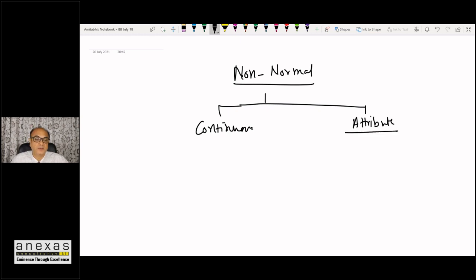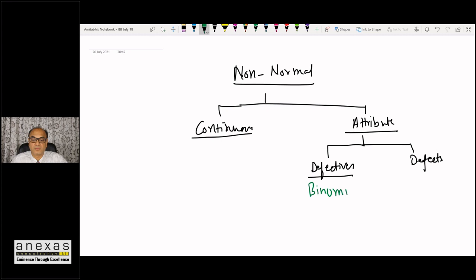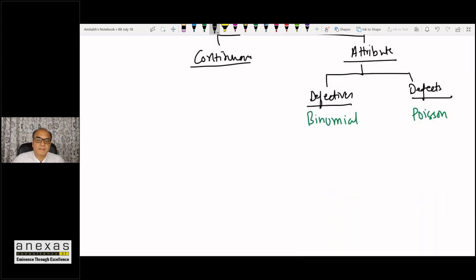I have to see whether the data are defective or defects. Defectives or defects. And both of them will not be normally distributed. Defectives have another distribution called binomial distribution. Defects have another distribution called Poisson distribution. So in this case, we have to treat them differently. Let me first talk about binomial.